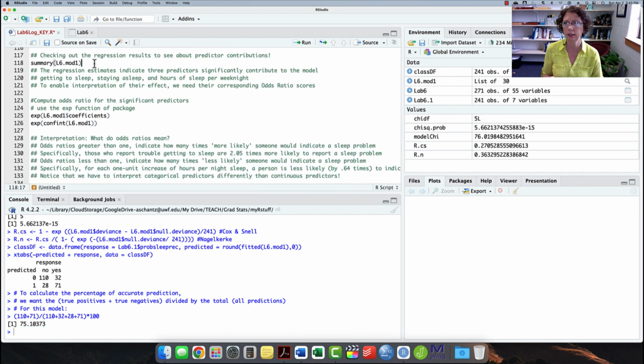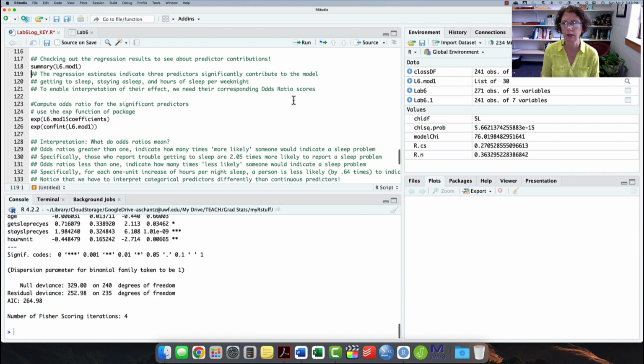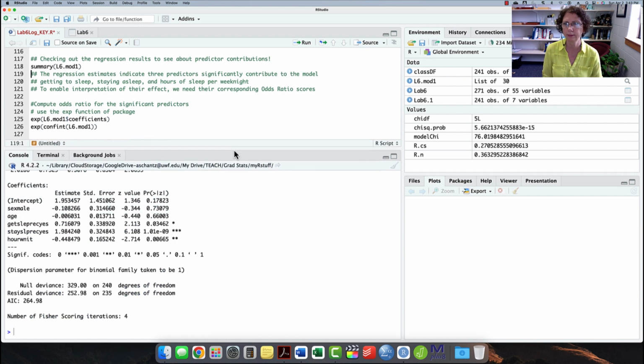So to do this, let's go back to that summary of our model and see what we got here. Our model is showing with the column that's significance that 3 of them are significant contributors to identifying when someone was likely to report a sleep problem. They are if they reported problems getting to sleep, if they reported problems staying asleep, and how many hours they sleep per night, weeknight.